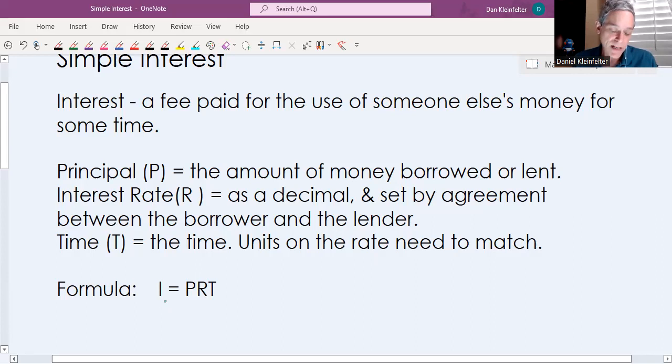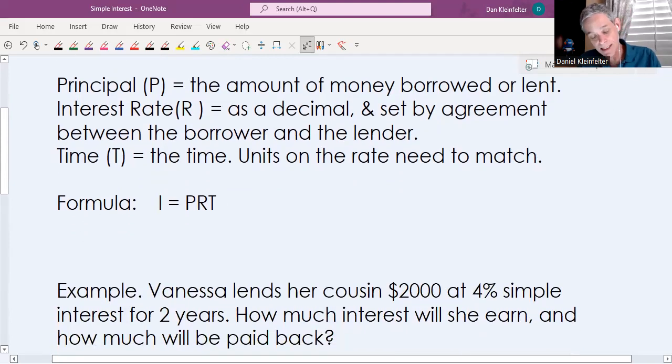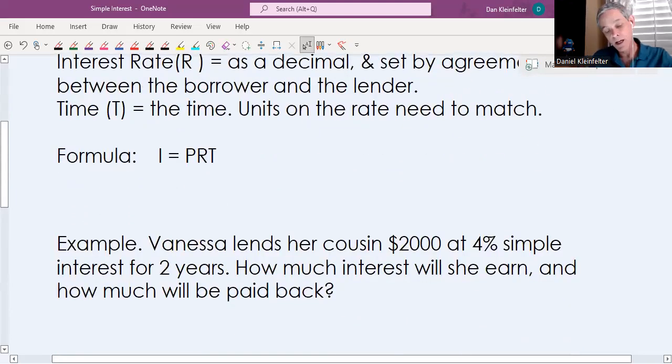So the formula is I equals P times R times T. The dollar amount of interest is the principal multiplied by the rate turned into a decimal, multiplied by the time. And there again, the rate units and time units need to match. Okay, so let's see an example of how this might work out.